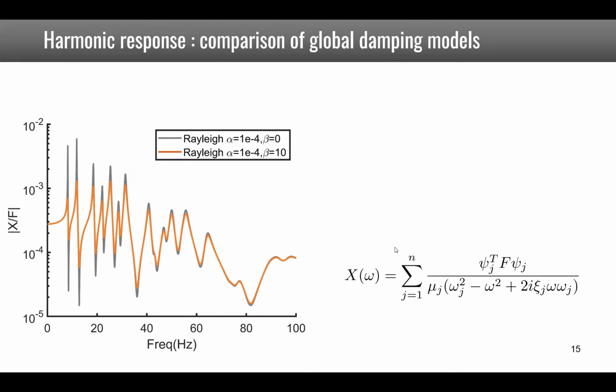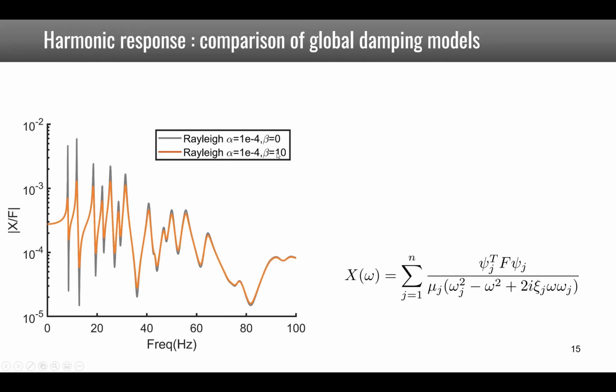Let's illustrate that on our cantilever plate. So here we are using an expansion of the response of the system with n mode shapes, where each mode has a specific damping psi j. So you see that we are using two different values. The first one is for viscous damping only, where beta is equal to 0, and the second one is a more general Rayleigh damping.